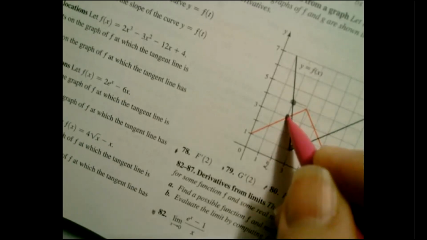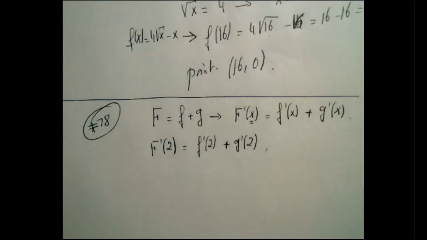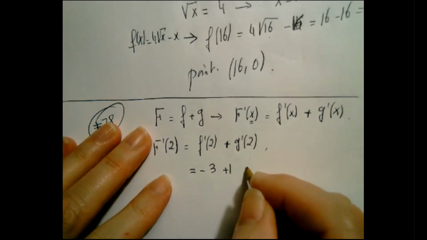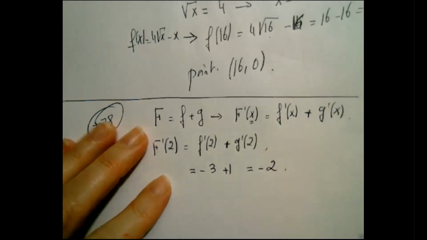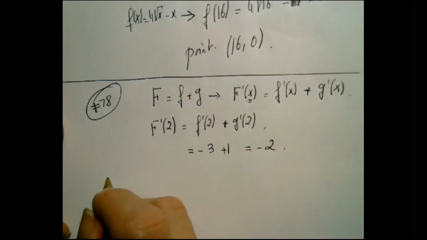So this is 2. I go back to the graph itself. So that's the point. And what's the slope of this line? If you go by 1, it's equal to 1. So now I have f prime, which is negative 3, and I have g prime, which is 1. So this is going to be equal to negative 3 plus 1, which is negative 2.